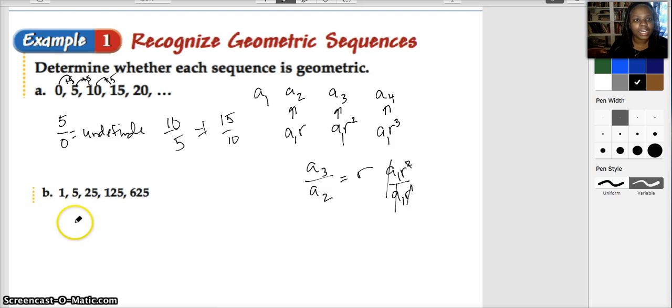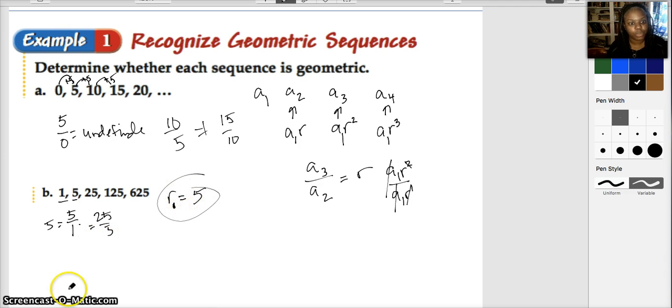So let's check this one out. Again, we're going to take each consecutive value and make a ratio out of it. So I can take these and do 5 over 1, and that's 5. Then let me take these next two and try that, 25 over 5, and I got 5. Cool. And then 125 over 25, I get 5. Yes, this is a geometric sequence. They didn't ask us this, but this is a geometric sequence with a common ratio of 5.